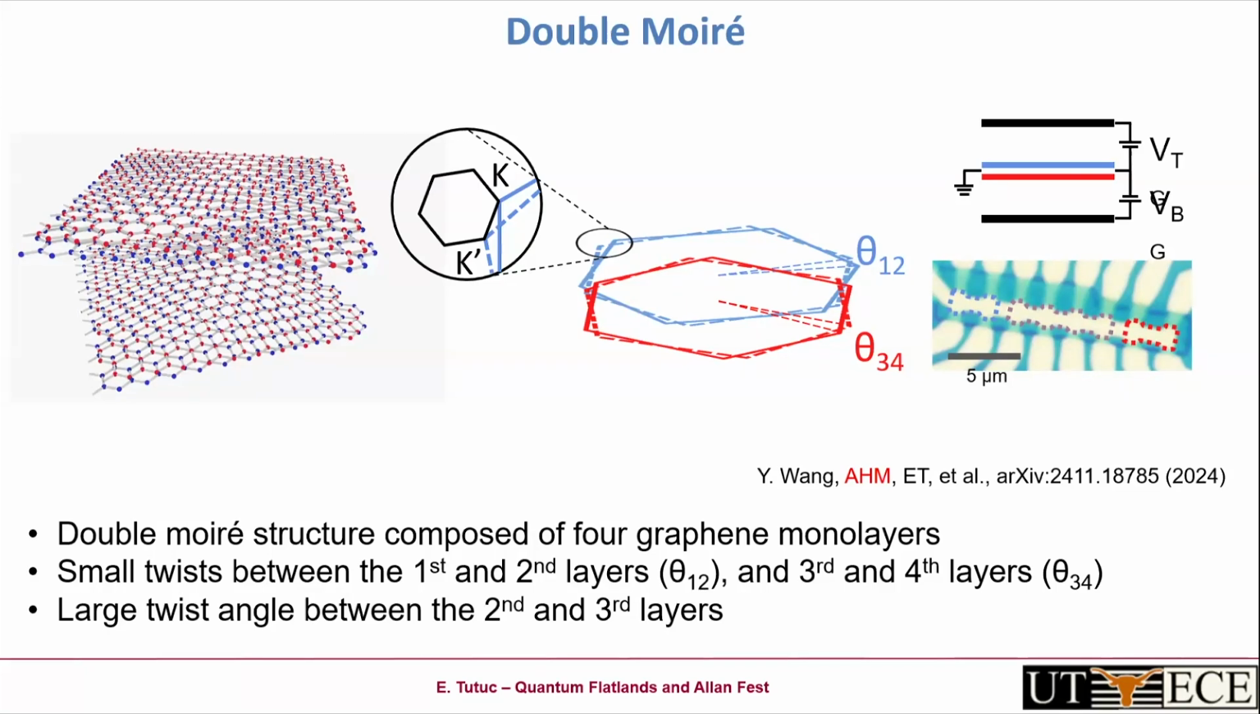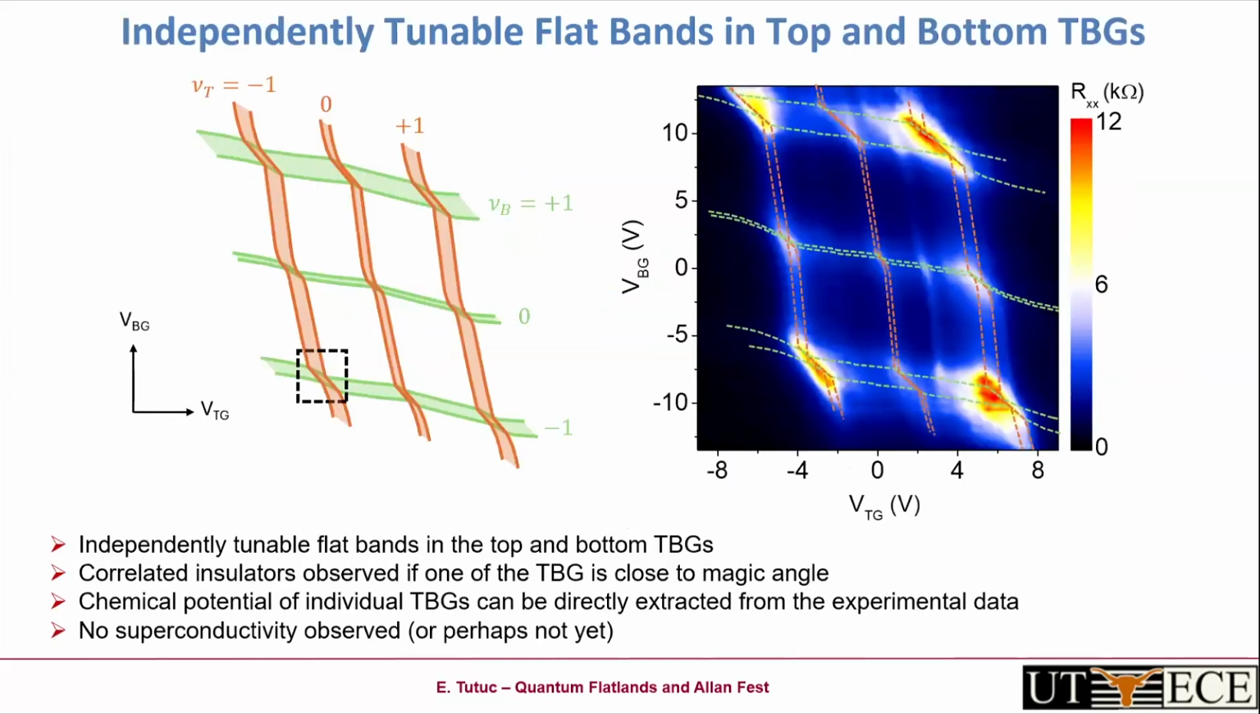Moire materials are interesting, double layers are interesting. What's more interesting? The double moire. So this is a system that consists of two twisted bilayer graphene, where the top two and the bottom two layers are twisted by a small angle, and the third and the second layer are twisted by a large angle. And if we look at the resistance as a function of top and bottom gates, we see this pattern right here, okay?